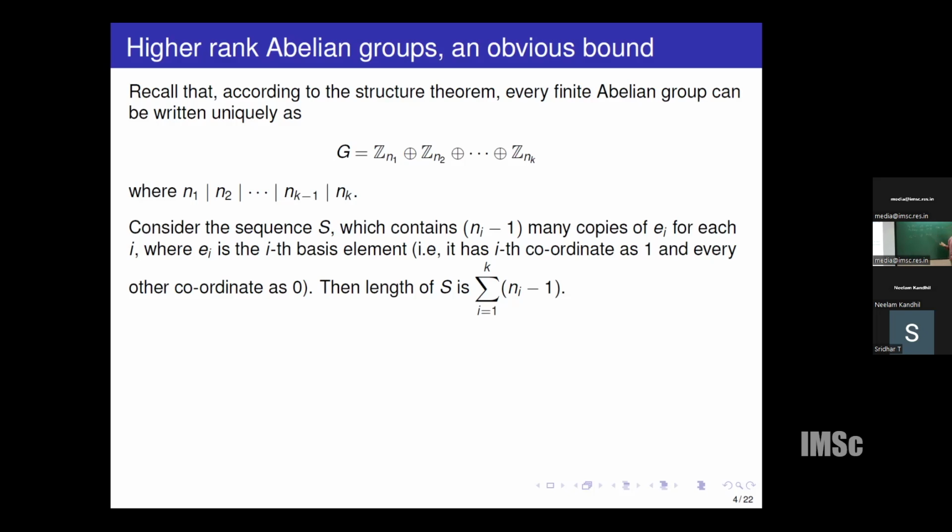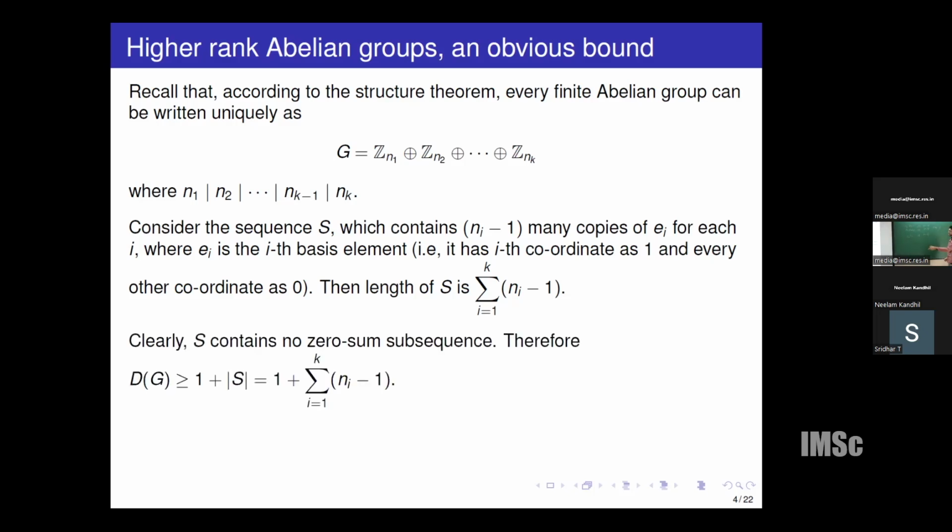And clearly, this sequence does not have any zero-sum subsequence. Why is that? Because if I add up any subsequence of it, I will get something like a1, a2, up to ak, where every ai is bounded strictly above by ni, and below it's greater than or equal to 0. But at least one of them has to be greater than 0, because otherwise we are not adding anything at all. So therefore, this sum will not vanish in that group, right?